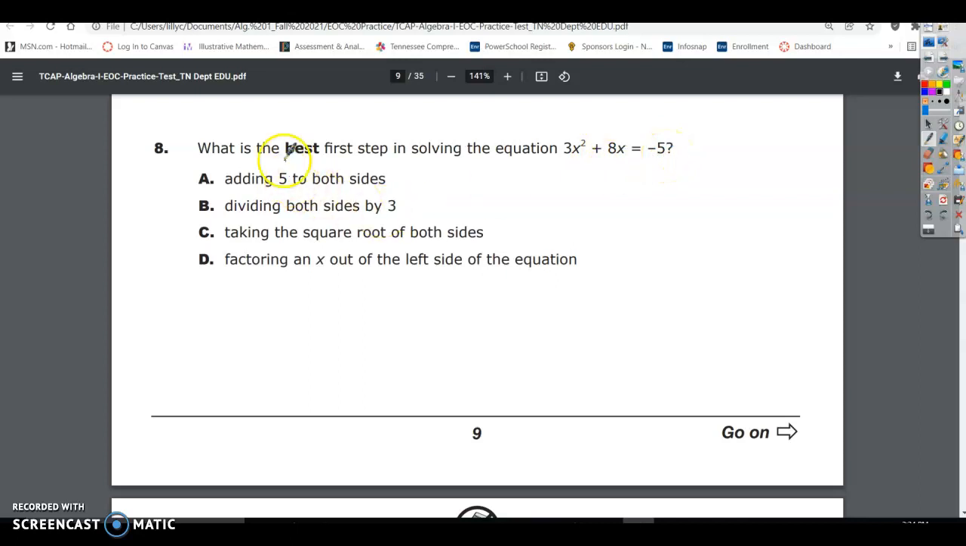So if you look at all these, and it says the best first step, and the best first step, I didn't mean to run right through that, but underline it. So the best first step would be to add 5 to both sides, then that way you could graph it and find the zeros, or it would be in standard form and you could factor, use the quadratic formula, or several other methods in order to solve the quadratic equation. All right, number 8, answer is A.